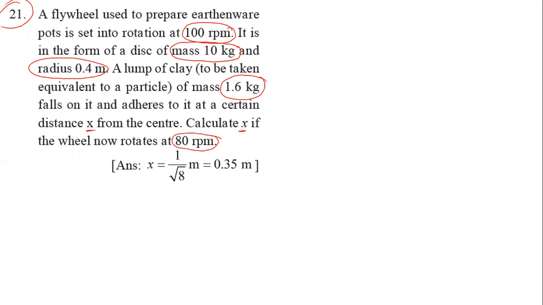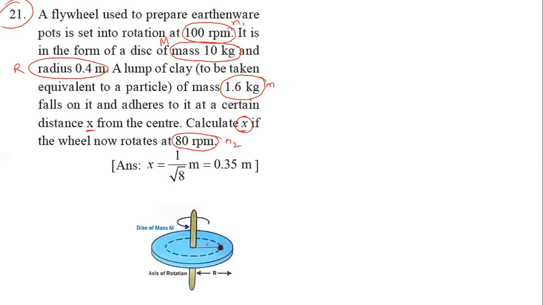This is the first frequency they gave, n1, and the second frequency n2. Now this is the mass of the disk, this is the radius of the disk, this is the mass small m, and the distance is x. Now let me represent everything in a diagram. So this is a disk, it is rotating about this axis. Now at this point a lump of clay falls, which is at a distance x from the center. Here we have to calculate this distance x.